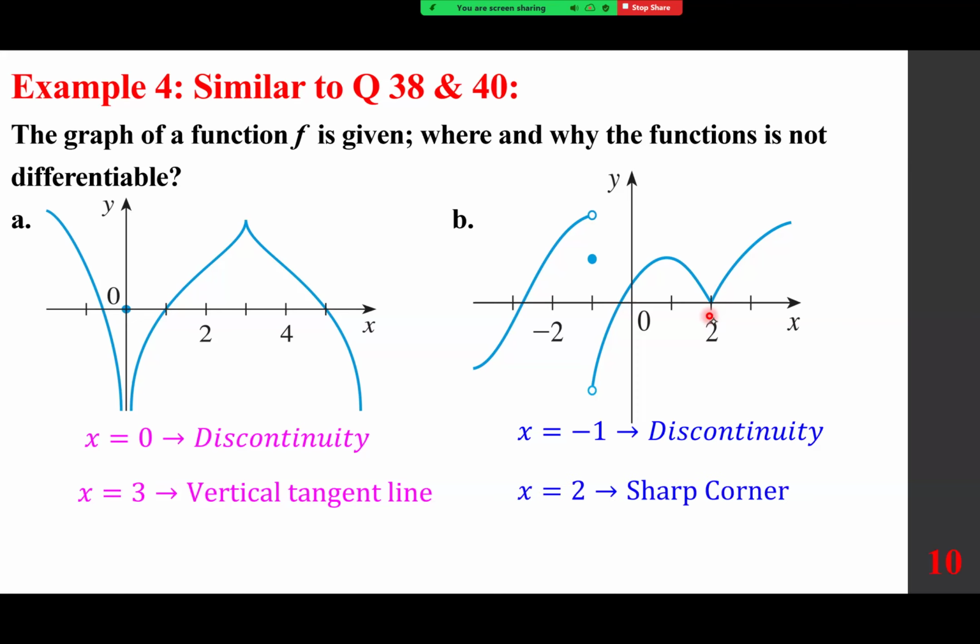To distinguish between a sharp corner and a vertical tangent line, notice this is a V shape. If it's an upside down V shape, it's also the same. Whereas here it seems to go up. So it's clearly not a V shape. Now, if you mix it up with a sharp corner, it's okay as long as we understand the concept.